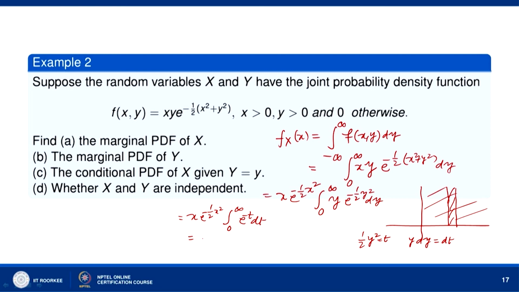Okay. So, we have x e to the power minus half x square where x is greater than 0. And so, f_X(x) equal to x e to the power minus half x square when x is greater than 0 and 0 otherwise.